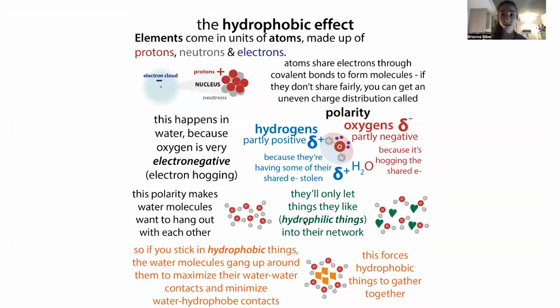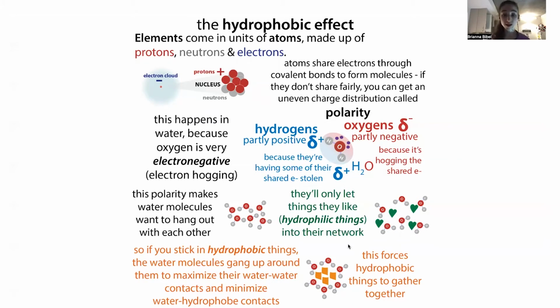Water will let in things in its network if those things also have something to offer. So if those things have some sort of positive charge or some sort of negative charge, even if that charge can be a full charge as you see with an ion, or it can be a partial charge as in the case with water where you have a polar molecule. We call things that water likes hydrophilic, and these things water will let into its network and be soluble.